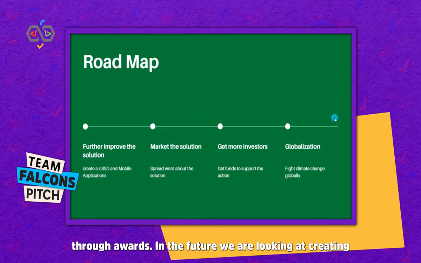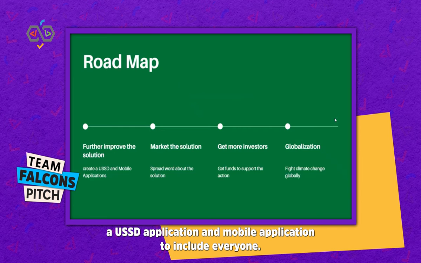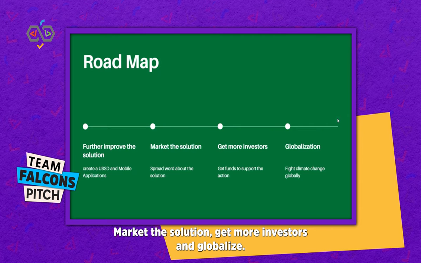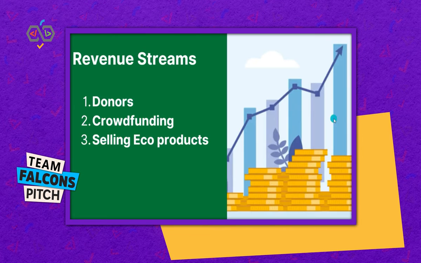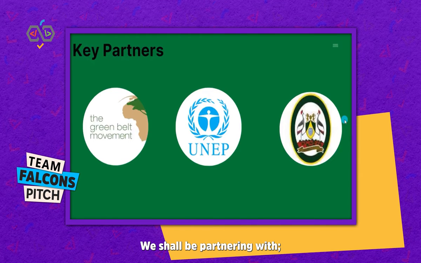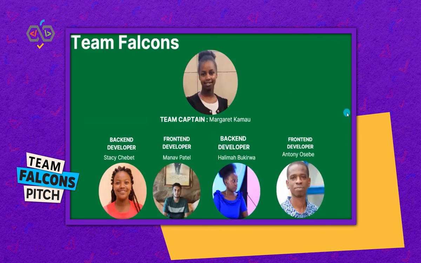And in the future, we are looking at creating a USSD application and mobile application to include everyone, market the solution, get more investors, and globalize. The revenue streams include donors, crowdfunding, and selling an eco-product. We shall be partnering with the Nairobi City County, the Green Belt Movement, and the United Nations Environment Program.